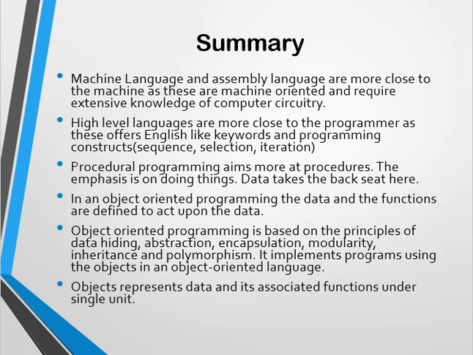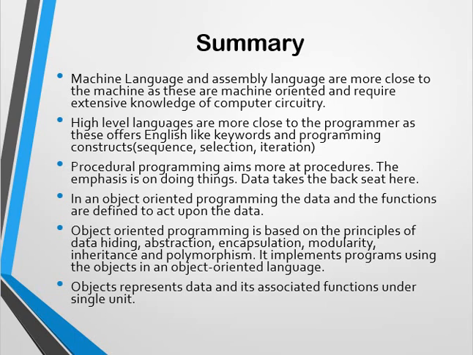Now let's summarize. Machine language and assembly language are closer to the machine, as these are machine oriented and require extensive knowledge of computer circuitry. We have learned high level languages that are closer to the programmer, as they offer English-like keywords and programming constructs. We have also learned two broad categories of high level language: procedural programming language and object oriented programming language.